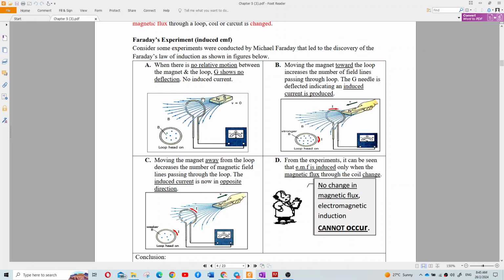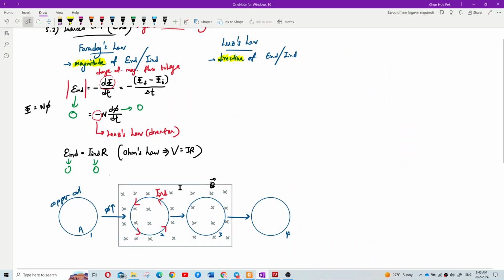If you just maintain the magnet at the same position and the coil at the same position, that means the magnetic flux through the coil is still the same. It's just the same as this example. Although I move this coil inside the magnetic field, the magnetic field maintains a constant field strength. So the magnetic flux through the coil is still the same.